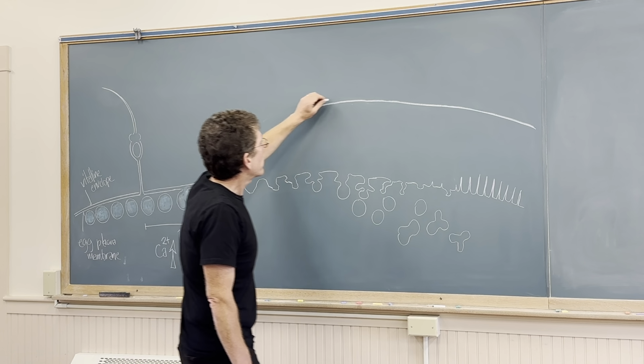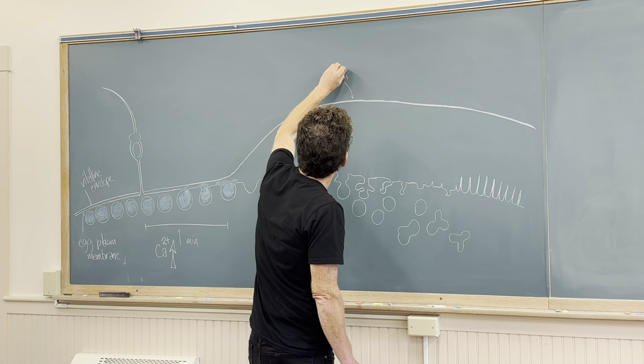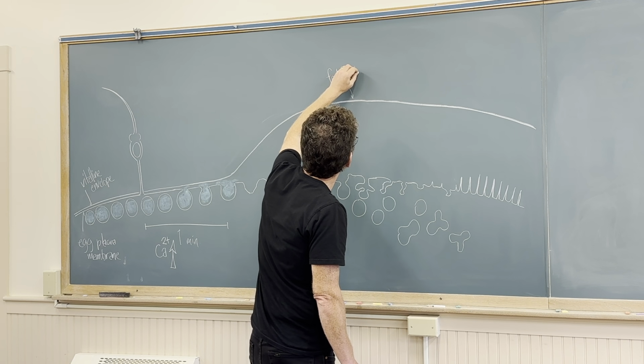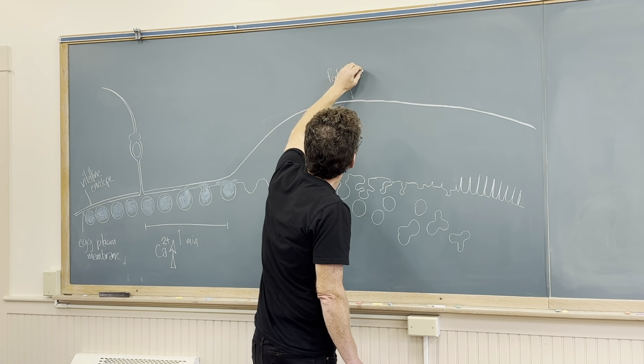At this point, it ceases to be called the Vitelline envelope, and we call it the fertilization envelope or fertilization membrane. For those taking the lab, it is the visible sign that an egg has been fertilized, and its elevation starts right around the site of the fertilizing sperm.